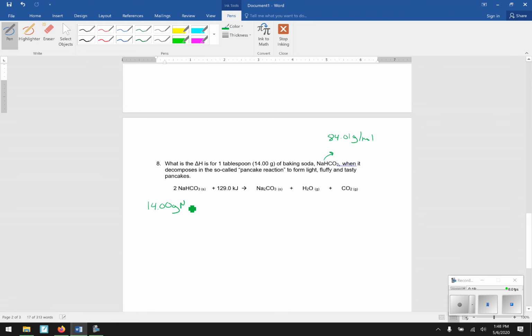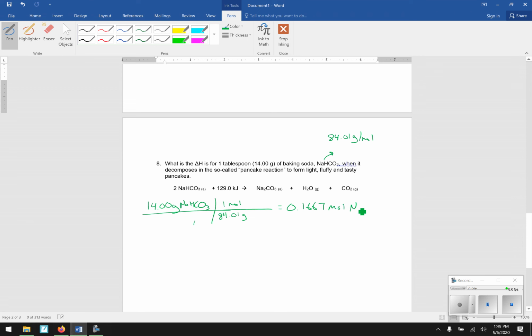So 14 grams NaHCO3 over 1, and then the molar mass of baking soda, or sodium bicarbonate, is 84.01 grams per 1 mole. And that will give us the number of moles we have. So 14 divided by 84.01, and we get 0.1667. And that's to 4 sig figs because our grams was 14.00.